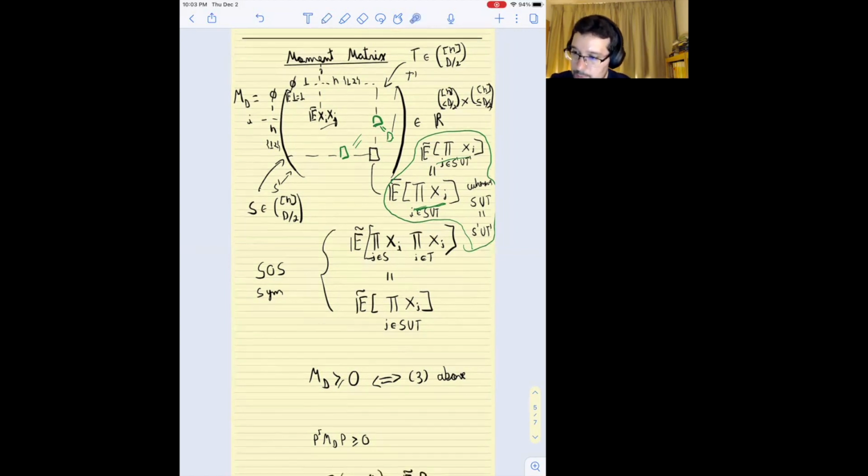And perhaps one of the key properties of this matrix is that its PSDness is equivalent to whenever you have a polynomial that's a sum of squares, it evaluates to something that's non-negative, right? So these two conditions are equivalent.